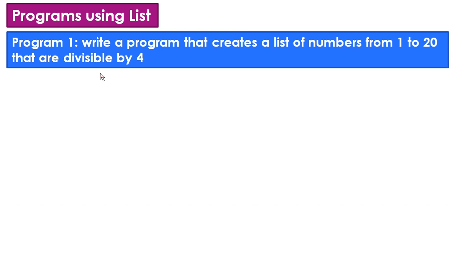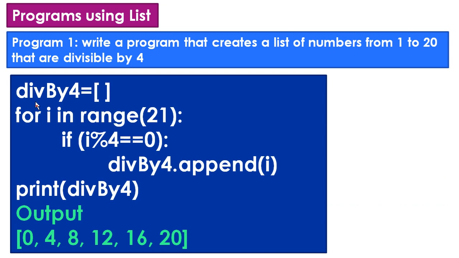We are going to see some programs using list. We are going to see about 6 programs that are written by using the list function. First program, write a program that creates a list of numbers from 1 to 20 that are divisible by 4. This is the program.